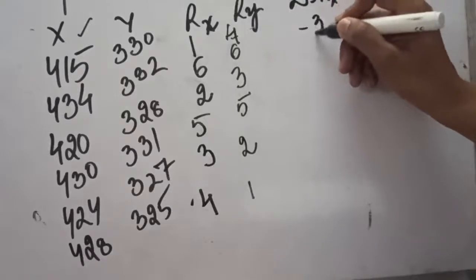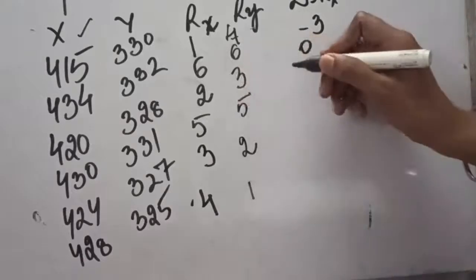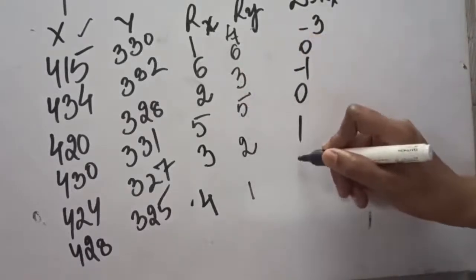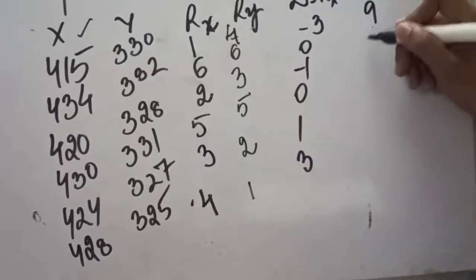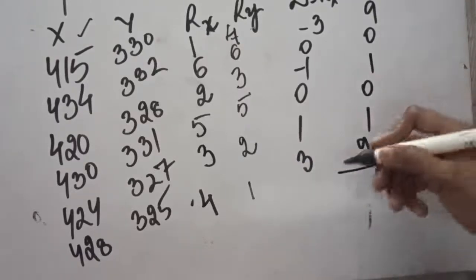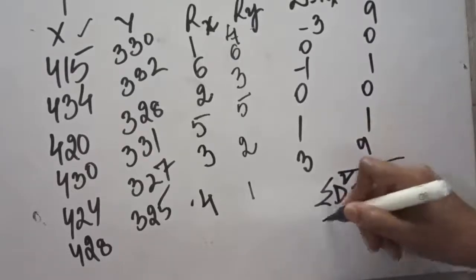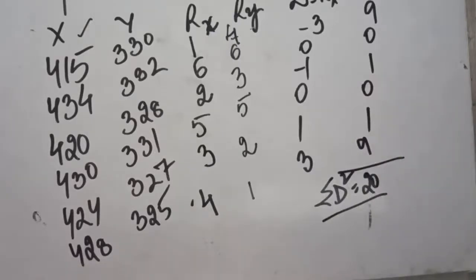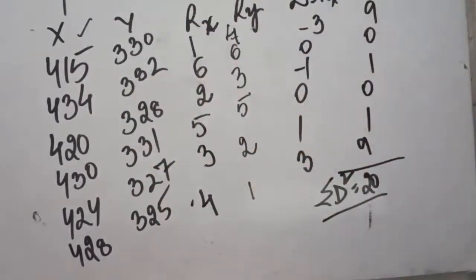So it will be minus 3, 0, 2, minus 3, minus 1, 0, positive 1 and 3. Next will be D square. Now you have to square it. So 3 3s are 9, 0, 1, 0, 1, 9. So here we will calculate sigma D square, which comes out to be 20. After calculating this sigma d square, we will apply the formula. Now which formula to apply? As we have seen, no number was repeated. So the first method, that is when ranks are not repeated, will be applied.